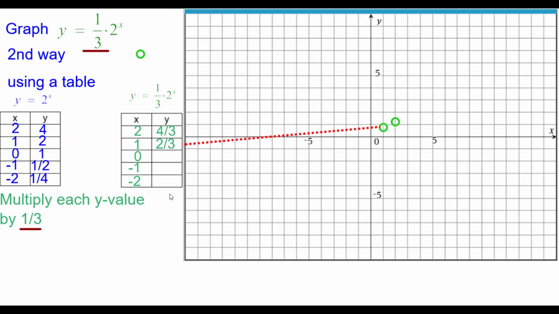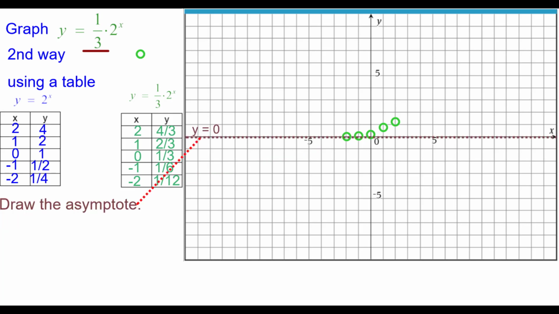We're going to ask you to finish the table and plot the points. Press pause and then resume when you're ready. One times 1/3 is 1/3, 0, 1/3, that's our y-intercept. A half times 1/3 is 1/6, -1, 1/6. And a fourth times 1/3 is 1/12, -2, 1/12.